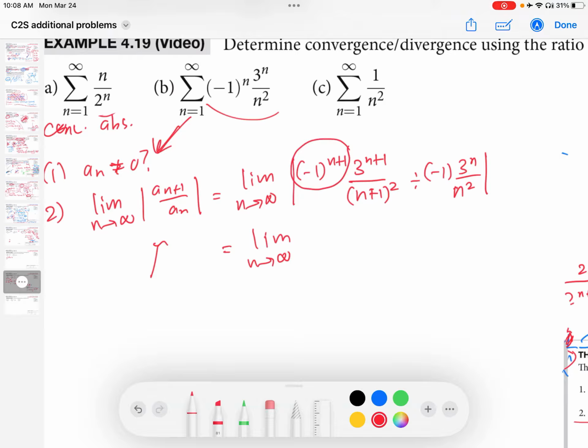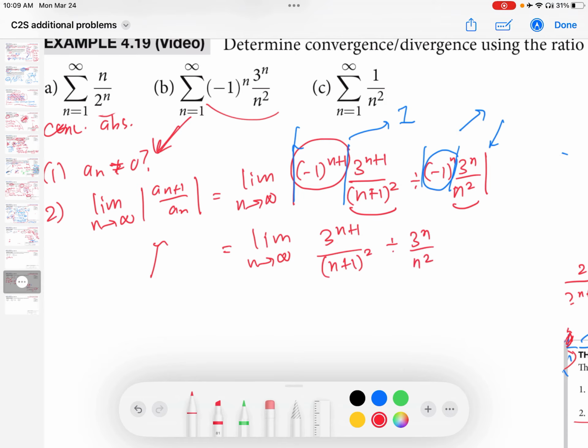here, this negative 1 to the n plus 1 is inside the absolute value. So when I take this absolute value, it gives me 1. Oops, I missed a negative 1 to the n here. This negative 1 to the n is also inside the absolute value. So when I take its absolute value, I also get 1. And then everything that's left over, this and this, they're already positive. These things are never negative. So I don't have to worry about those negative 1 to the n plus 1s or that negative 1 to the n. Because of the absolute value, they turn into 1.